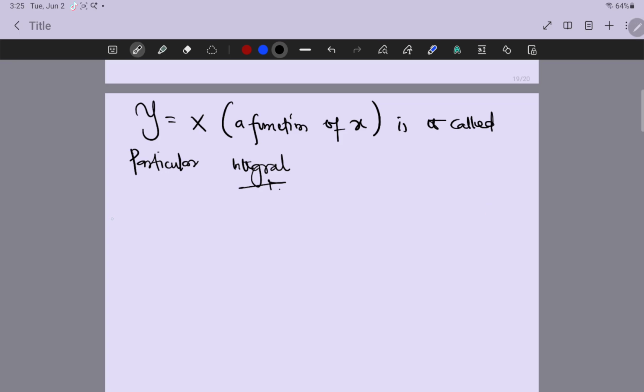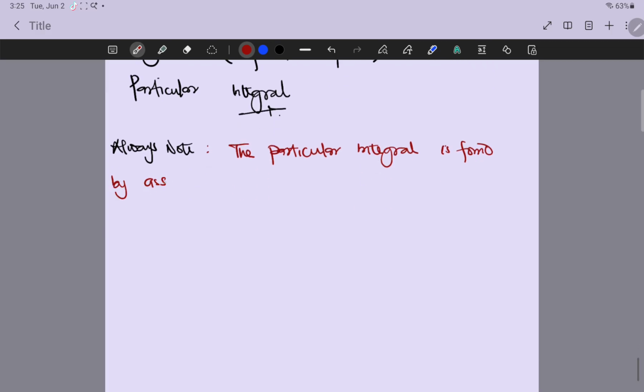So always note, before we continue, always note that the particular integral is found by assuming the general form of the function on the right hand side.